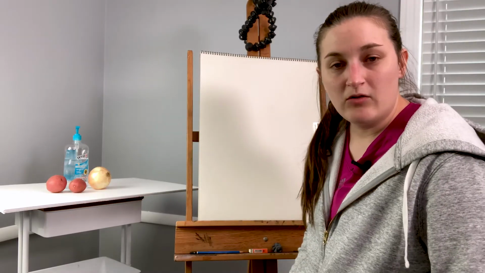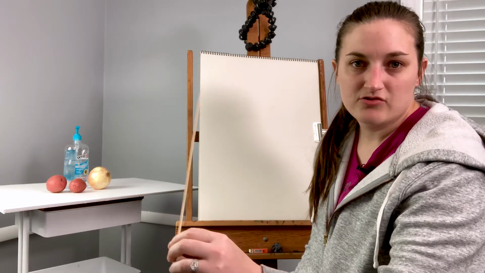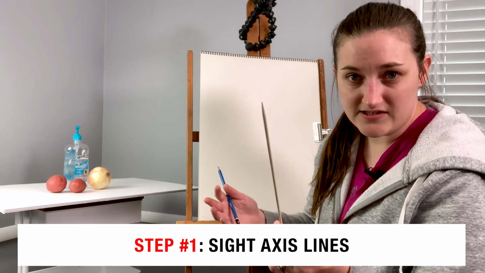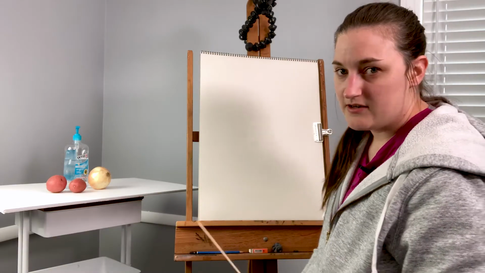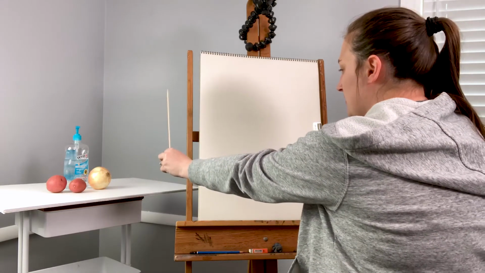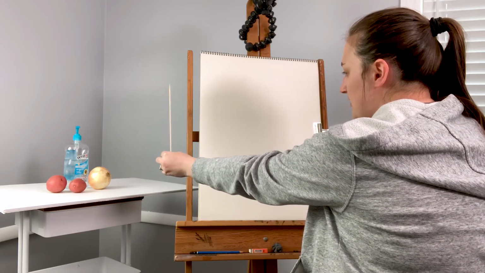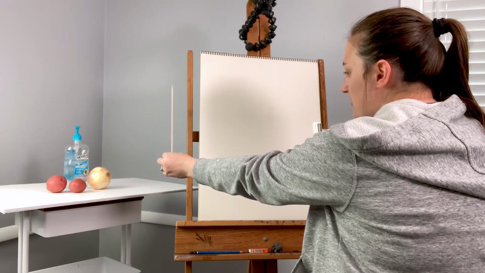All right, now our very first step in the citing multiple objects drawing is we're going to cite our axis lines. This is the same process that we used in the assignment before, but we're doing multiple objects now. So I'm going to extend my arm, lock my elbow, holding my citing stick at the very end, squinting one eye, and I'm going to cite the very largest object first.